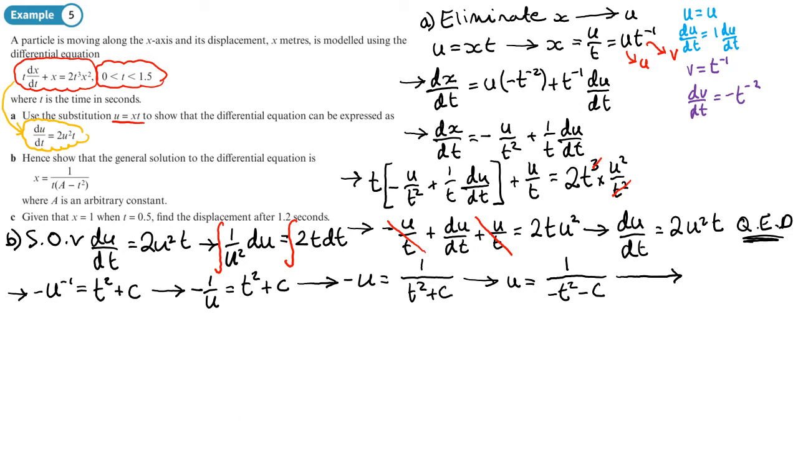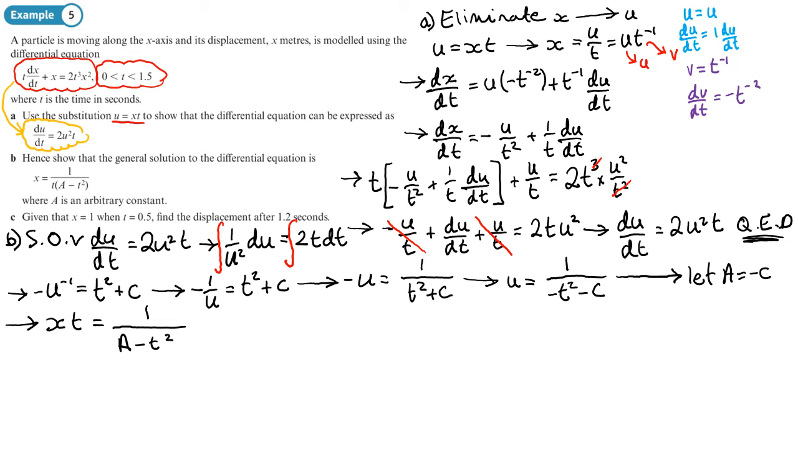And then I'm going to substitute, but also at the same time I'm going to call this constant here, negative c, a. So I'm just going to write here, let a equal negative c. I'm going to use a, because I've got a as the arbitrary constant there. So u now I replace with xt equals 1 over, now I wanted to make it look like this.